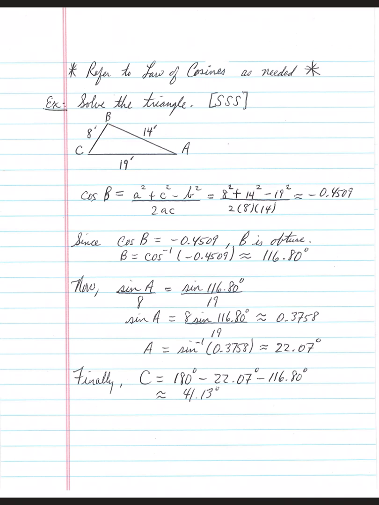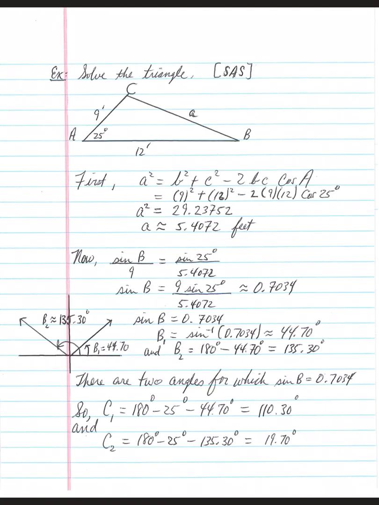Now we know two angles, so you can go back to get the third. Subtract the ones you know from 180, and there's our third angle. This triangle, we're given side B, angle A, side C.